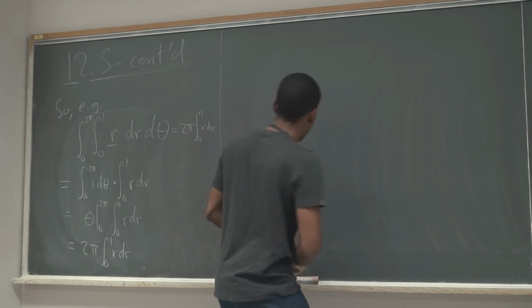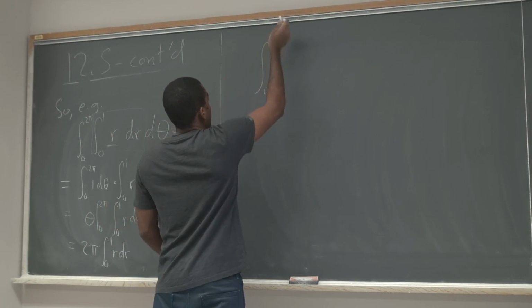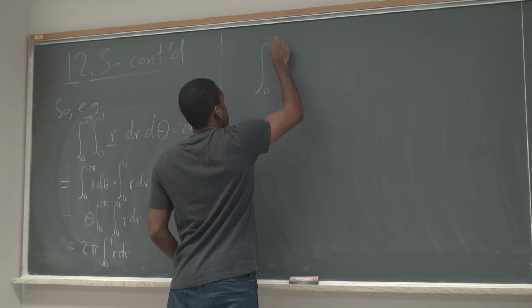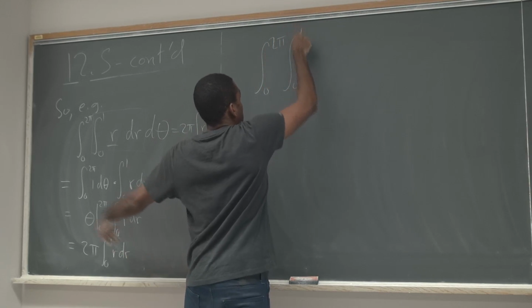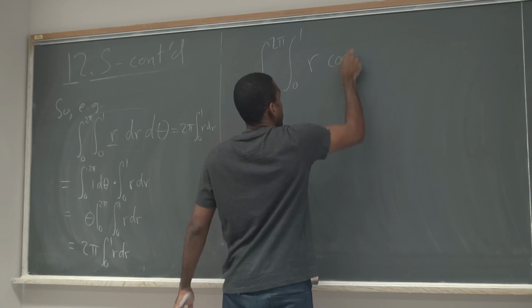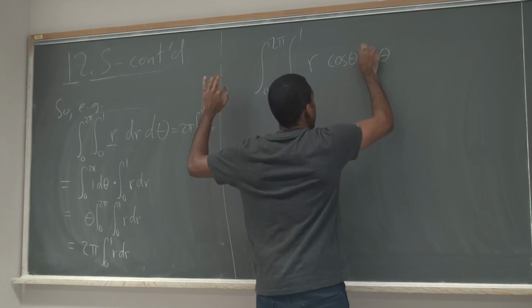So things like that. So if I'm doing something like 0 to 2 pi, 0 to 1. Let's say I have r times cosine theta sine theta, or times sine squared theta.